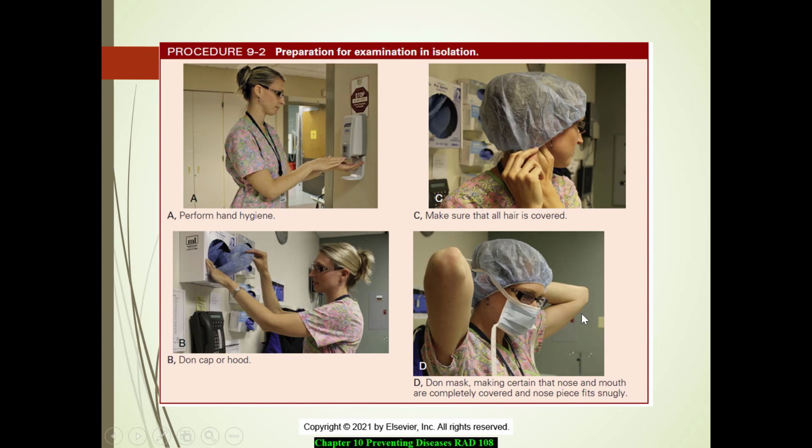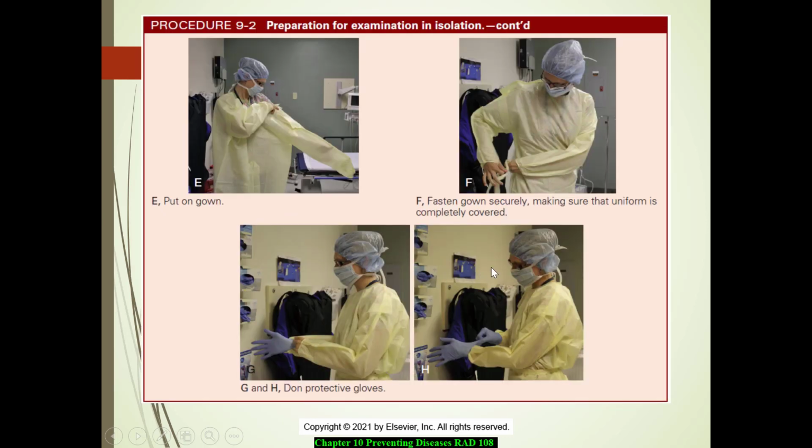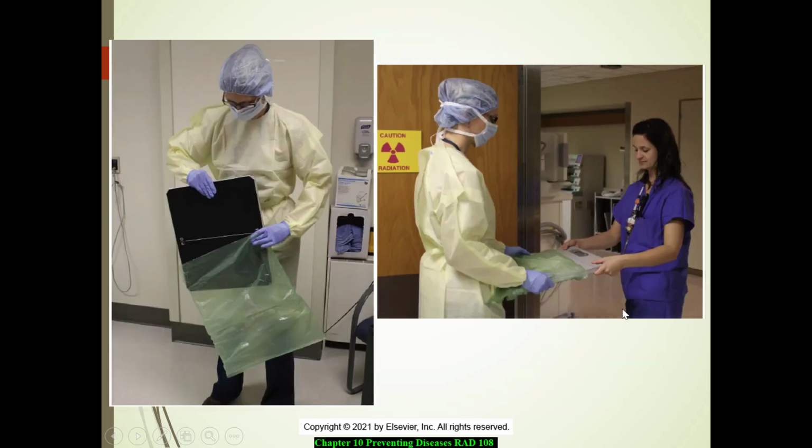So here's some prep for the isolation area. You want to perform hand hygiene. Make sure that you put on a cap or a hood and that all of your hair is covered, and that you're donning a mask that covers up your nose, and I would wear protective eyewear. Put on that gown, make sure that it's fastened correctly, and then don protective gloves. This is a non-sterile technique if you're using this method.